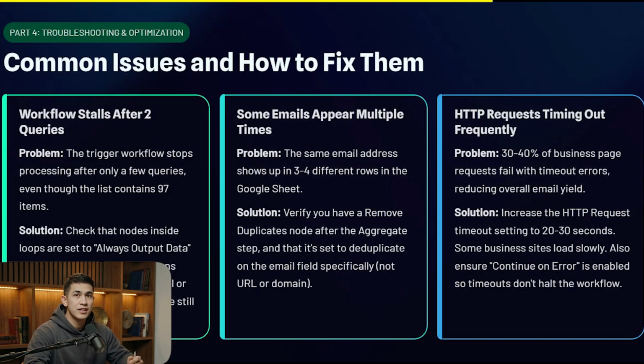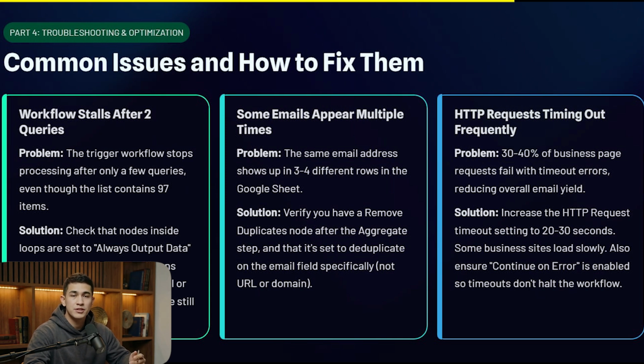Here are some common issues that you might experience. Part 4, which is troubleshooting and optimization. You might have workflows that stall after 2 queries. Typically, the problem here is that the trigger workflow stops processing after only a few queries, even though the list only contains 97 items. Make sure to check the node inside the loop. As always, output data in their settings, so 0 result runs need to send a completion signal, or the orchestration assumes they're still running.